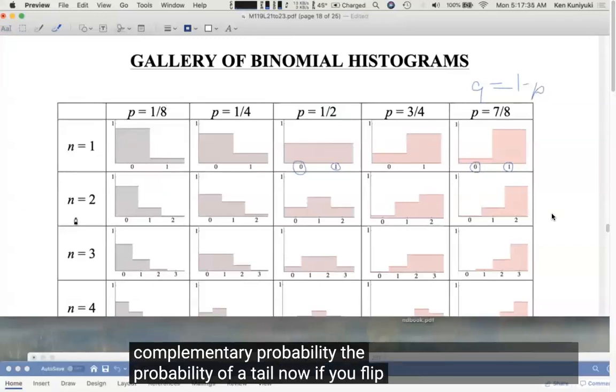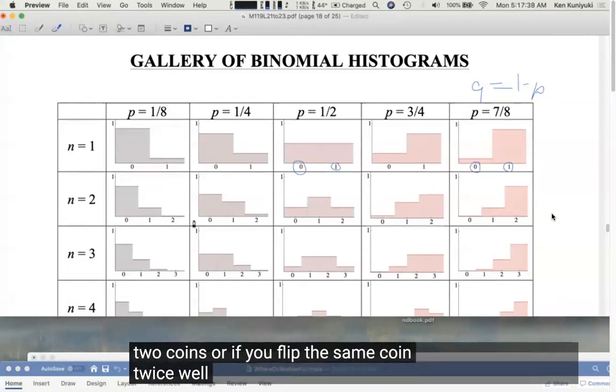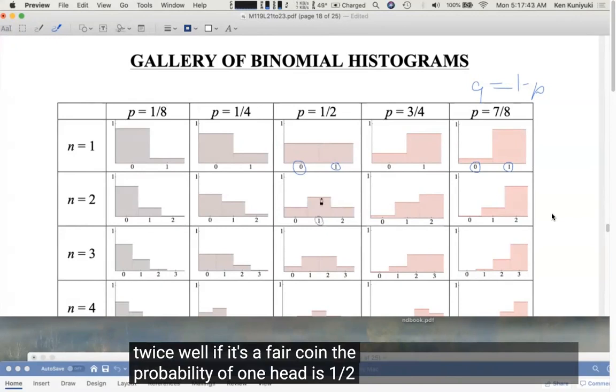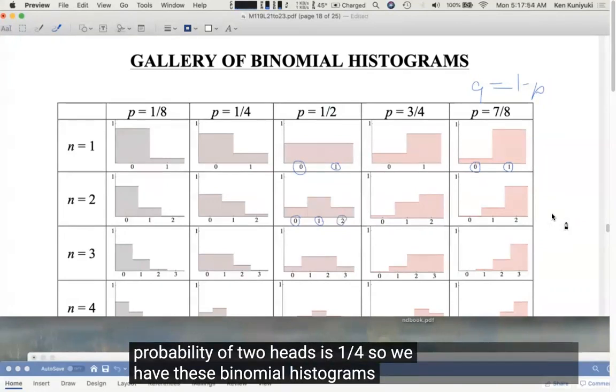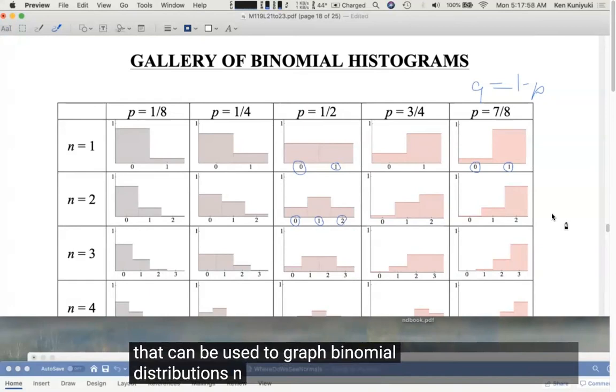Now, if you flip two coins, or if you flip the same coin twice, well, if it's a fair coin, the probability of one head is 1/2. The probability of no heads is 1/4. The probability of two heads is 1/4. So we have these binomial histograms that can be used to graph binomial distributions.